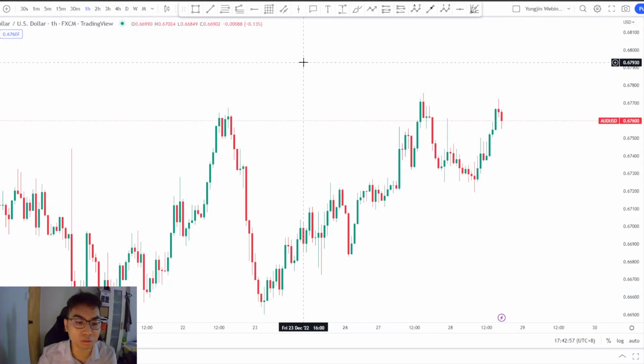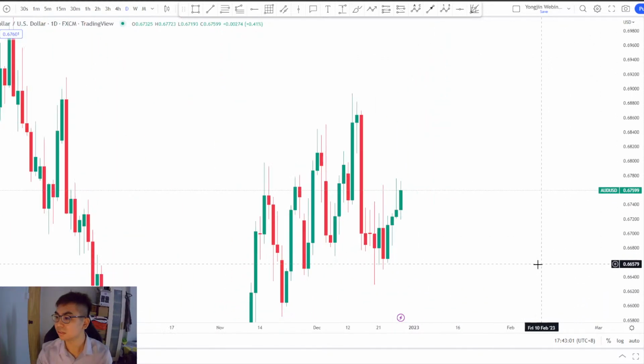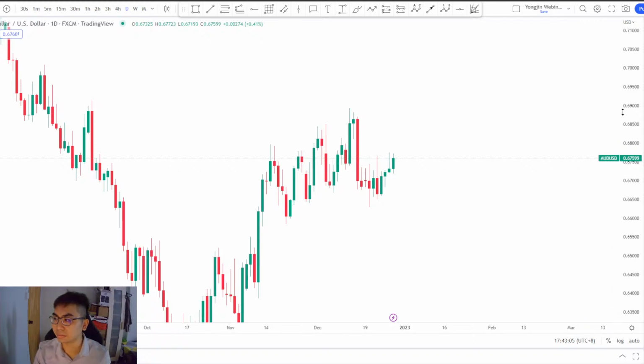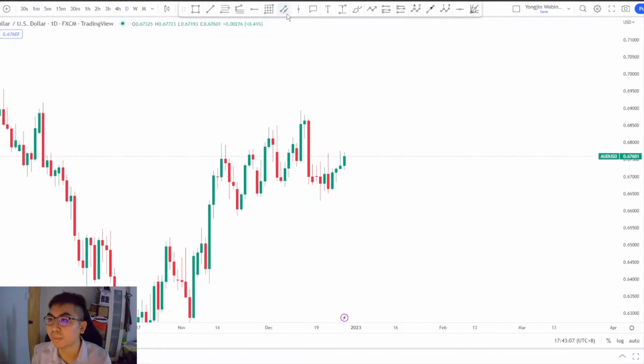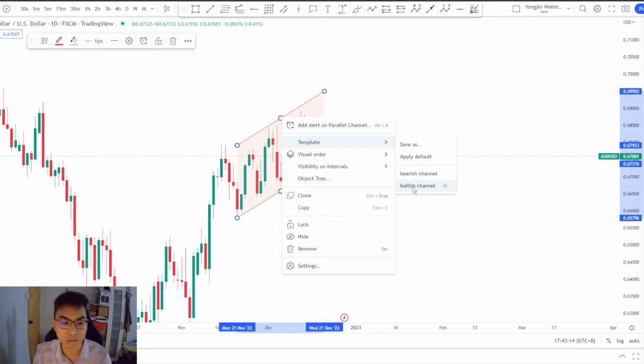So I'll start with Aussie dollar. Maybe I'll start with the daily charts. So looking at the daily charts, we actually notice that price is in a bullish channel. Price actually broke out of a bullish channel recently. The channel.